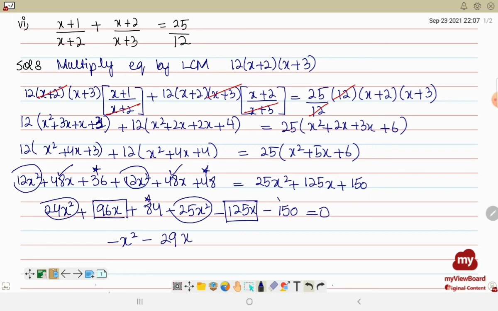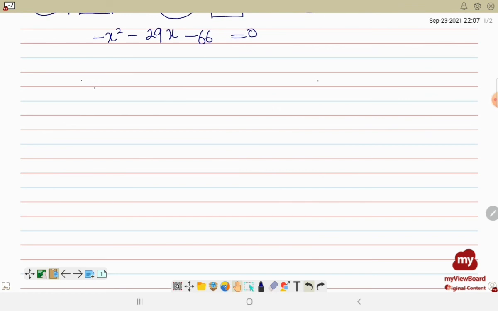And then 84 and 150 are constant terms without any variable. So we'll write this. Usually we are having a plus sign with the first term, so that is why we are taking minus 1 common. So it will become plus x square plus 29x plus 66. When this goes to the other side, it will be 0 divided by minus 1, which will again become 0. So we are left with x square plus 29x plus 66 equals 0. So this is the quadratic equation in standard form.